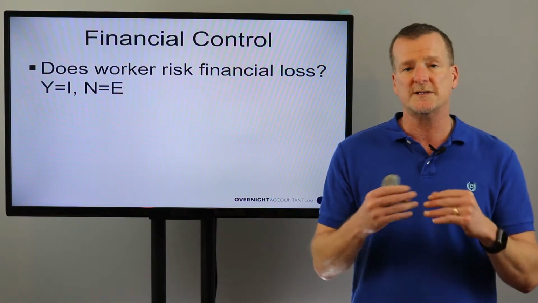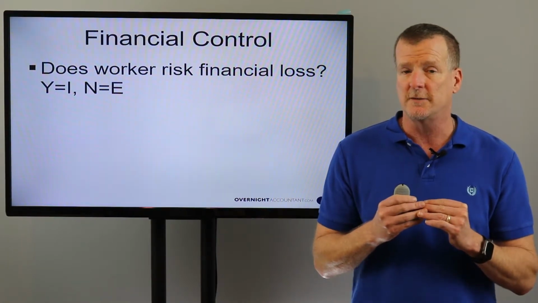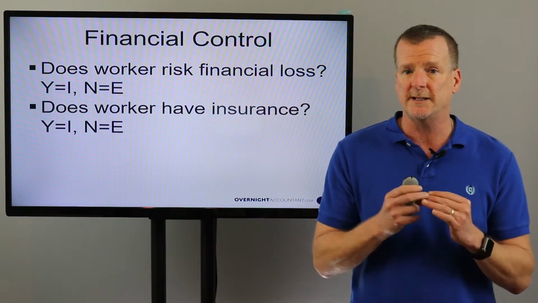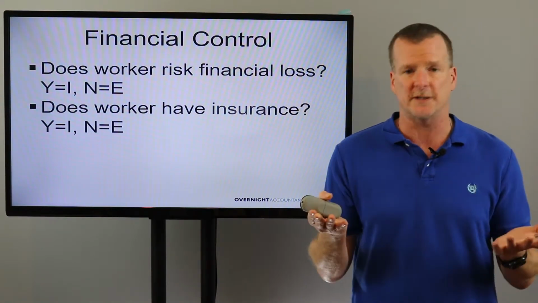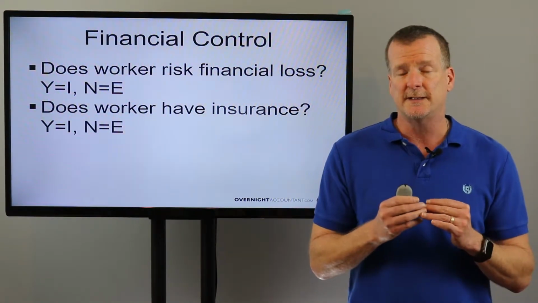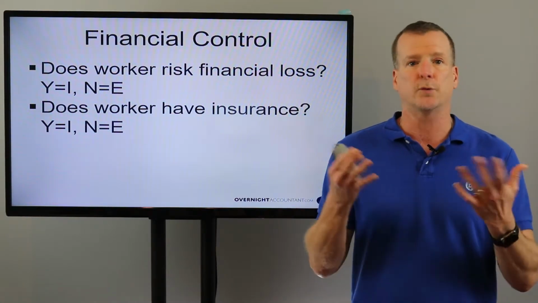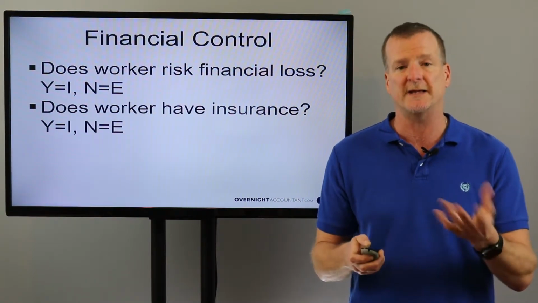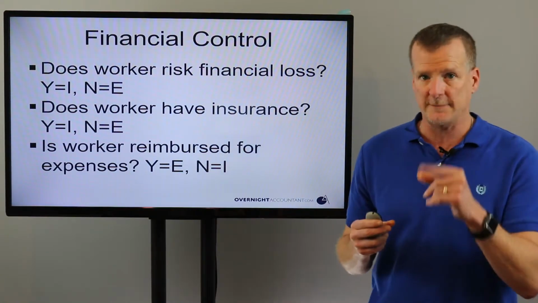So the more risk the worker has of financial loss from that job, because they have their own expenses, the more likely they are to be an independent contractor. Does the worker have insurance? Businesses have insurance because if they mess up a job, they could be liable for damages to you and other employers, for lack of a better word, for other businesses that are hiring them to provide their services. So do they have insurance? Businesses do. Employees generally don't, unless you're paying for it.